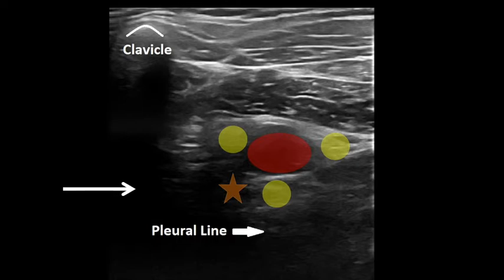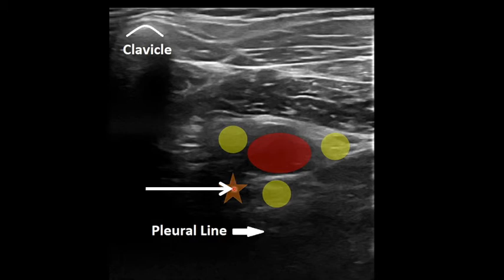This animation shows the ideal trajectory of the needle. The target for your needle tip is just deep and cephalad to the axillary artery. As the needle approaches the neurovascular bundle, you should see the tip emerge here and advance to your target, which is shown in this orange star here.